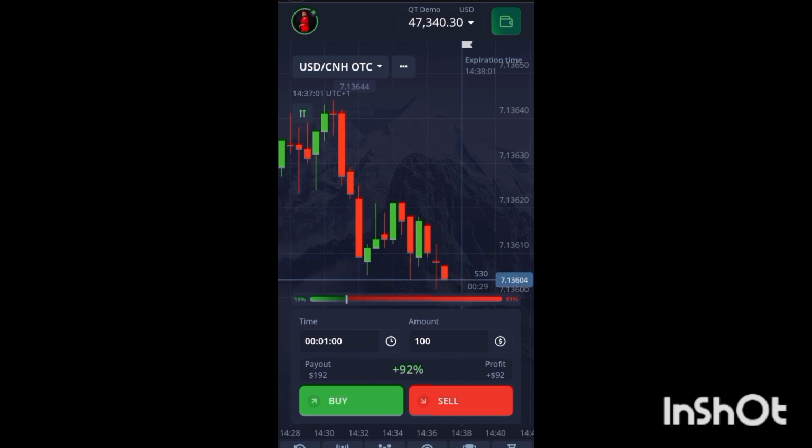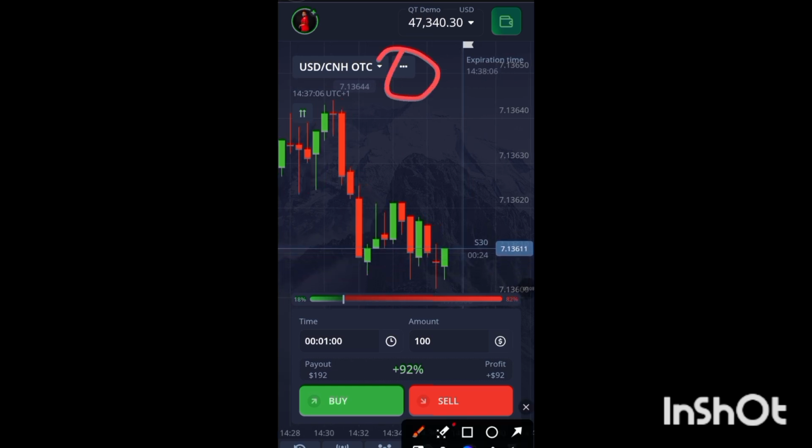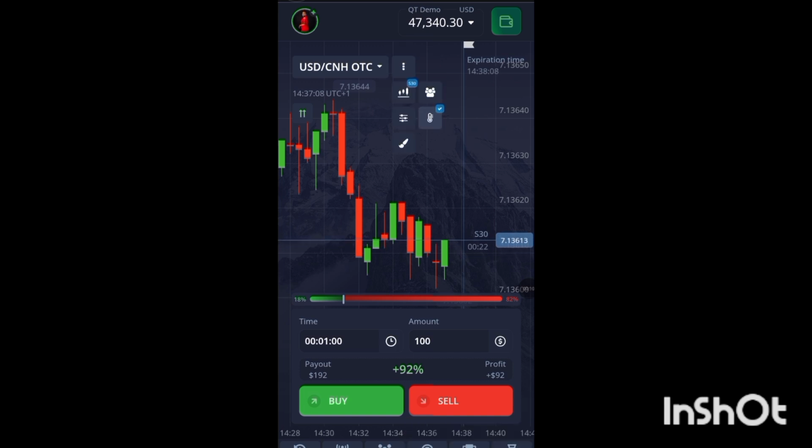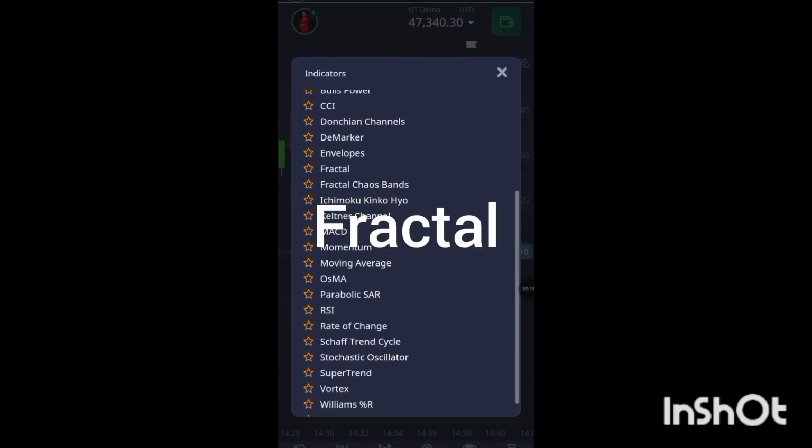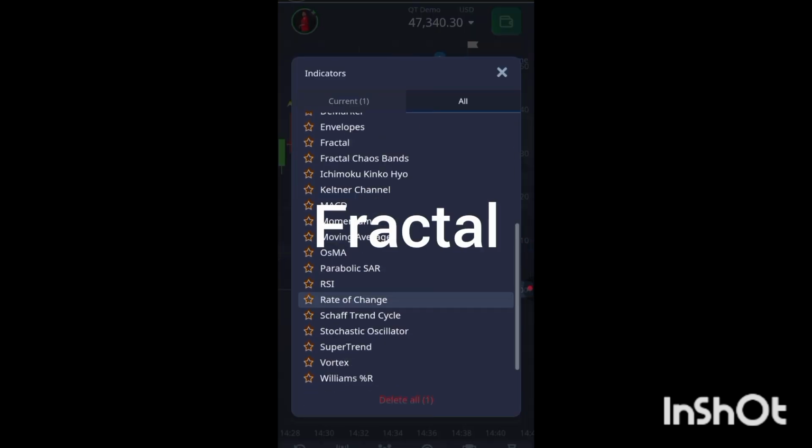You come here, this place that has 3 dots, you click on it. Click on the second icon. There you find the indicators. We are looking at fractal and moving average. You're clicking the moving average 2 times because we are using 2 lines.